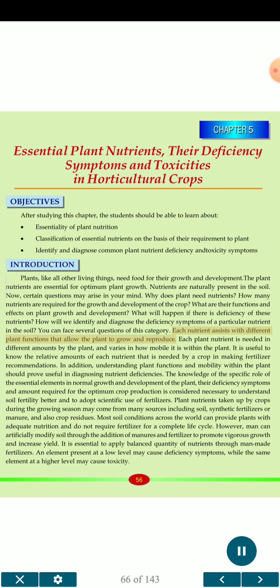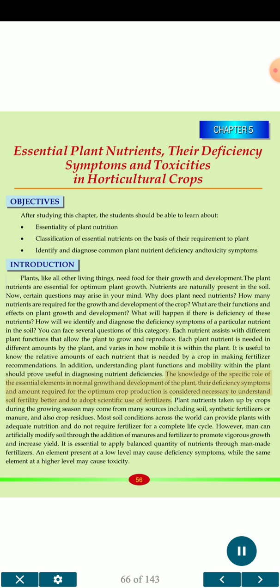Each nutrient assists with different plant functions that allow the plant to grow and reproduce. Each plant nutrient is needed in different amounts by the plant and varies in how mobile it is within the plant. It is useful to know the relative amounts of each nutrient that is needed by a crop in making fertilizer recommendations. In addition, understanding plant functions and mobility within the plant should prove useful in diagnosing nutrient deficiencies.